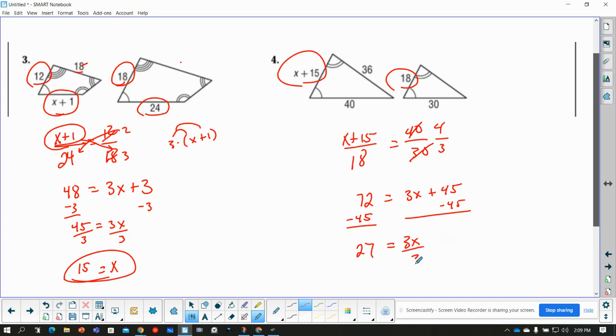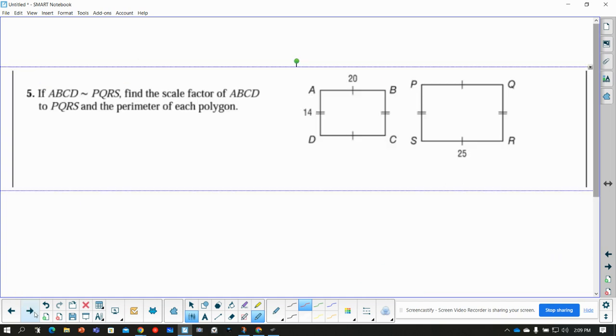And then divide both sides by 3. I get x equals 9. So there we go. There's number 3 and number 4. There's one more question in these exercises. Find the scale factor and the perimeter.